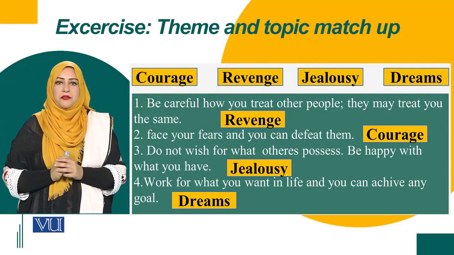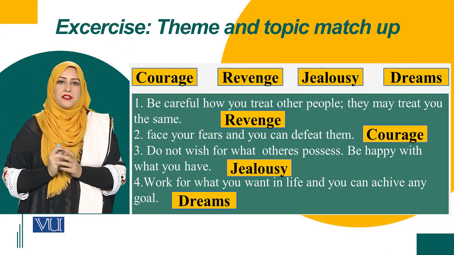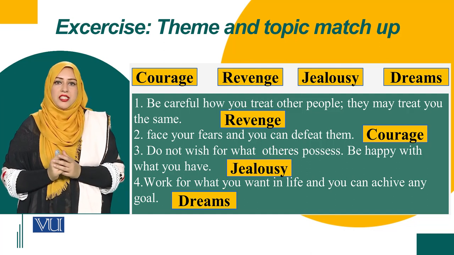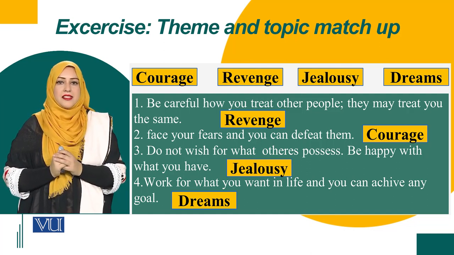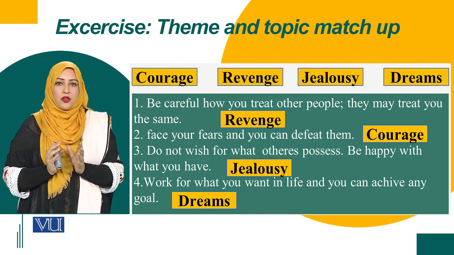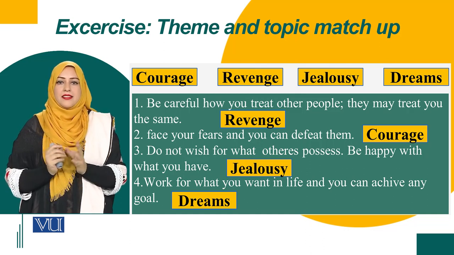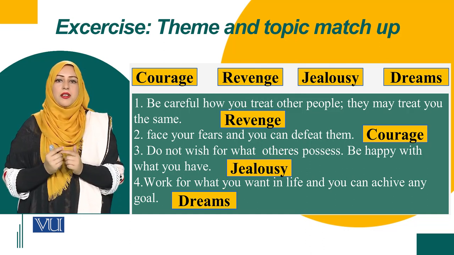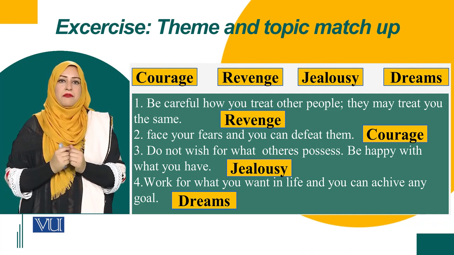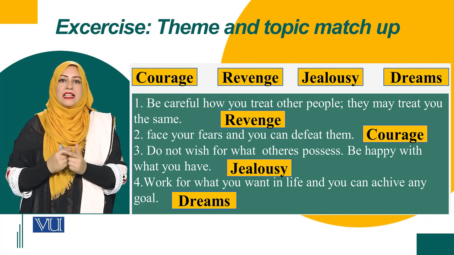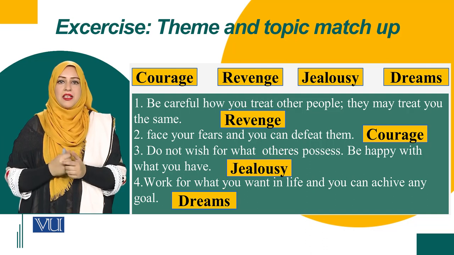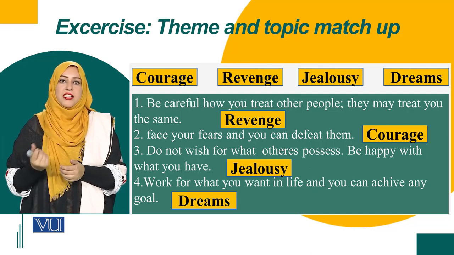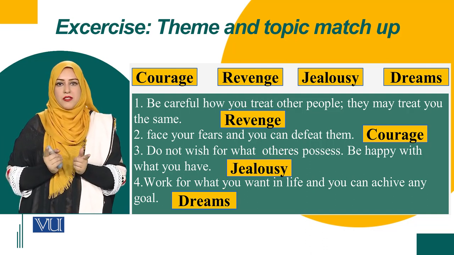I hope you are done with the exercise. As we can see, the first sentence, when we read it out, tells us that it is about revenge. Because it is not stated directly in the sentence, we inferred it from reading it out: when we mistreat somebody, they can treat us in a bad way as well. That's how we inferred that it is about revenge.